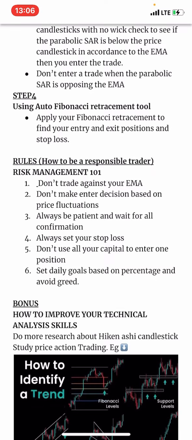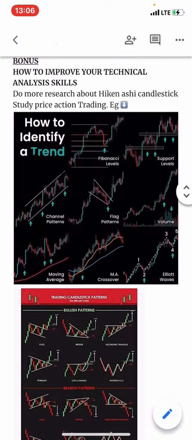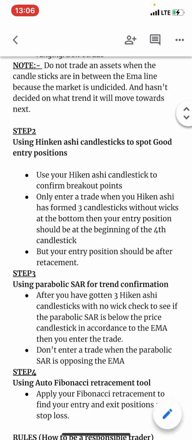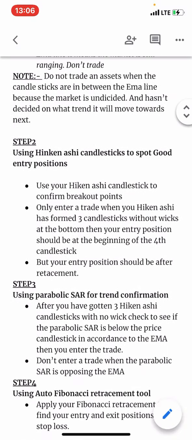So don't use all your capital to enter one position. This is a very, very important thing. There's something called a trading goal. After this video, we will have a live Zoom session where you ask me any questions you want. Write them down. We will have a conversation so you can get the clear picture.